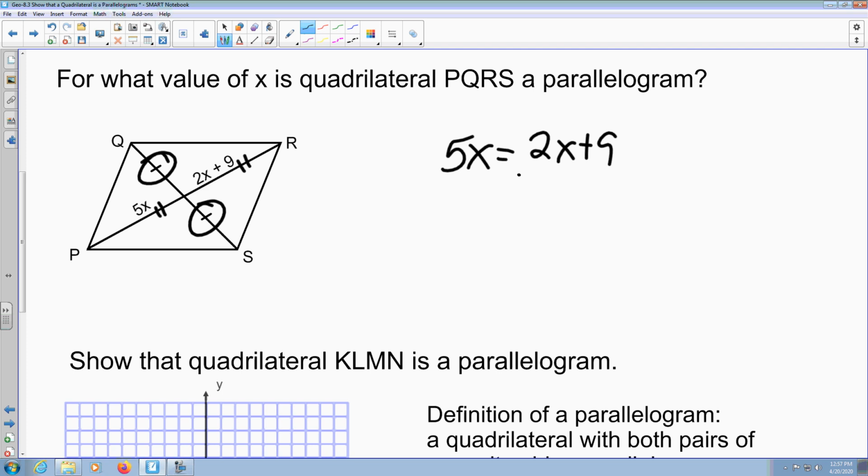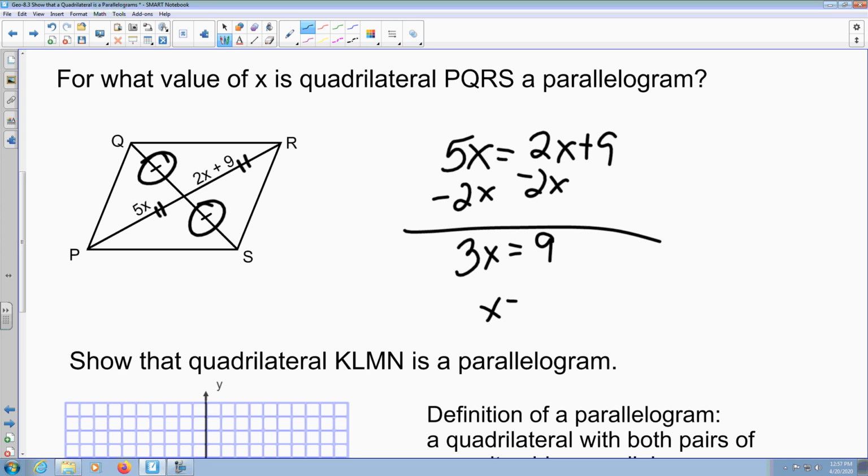To solve for x, we subtract 2x from both sides. This gives us 3x equals 9. Divide everything by 3. x is going to be 3.